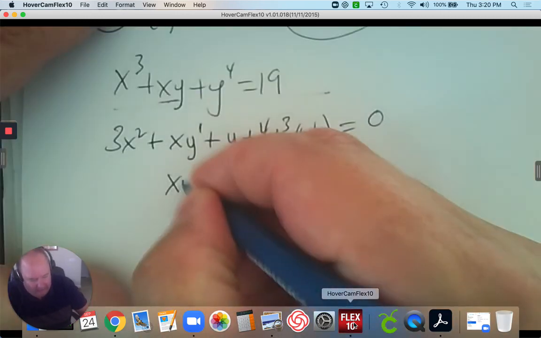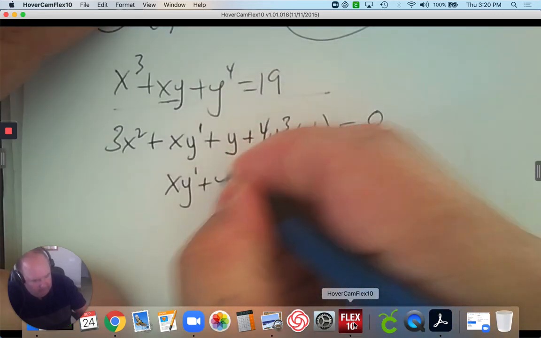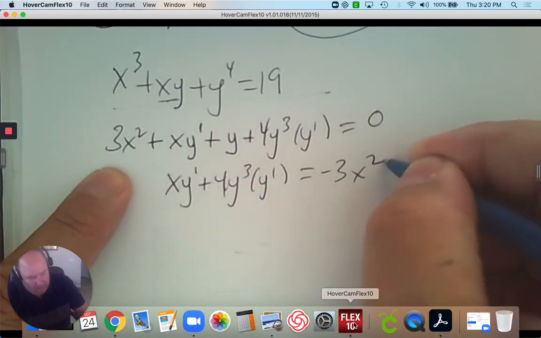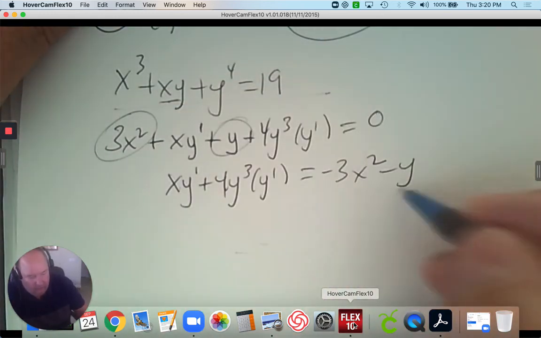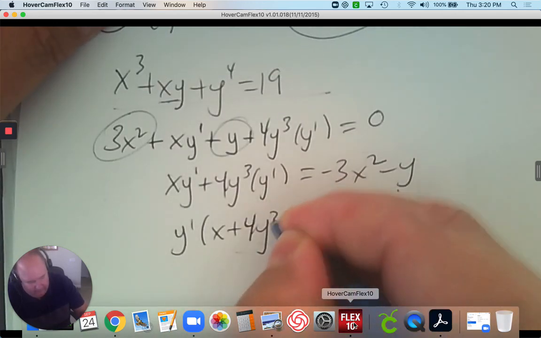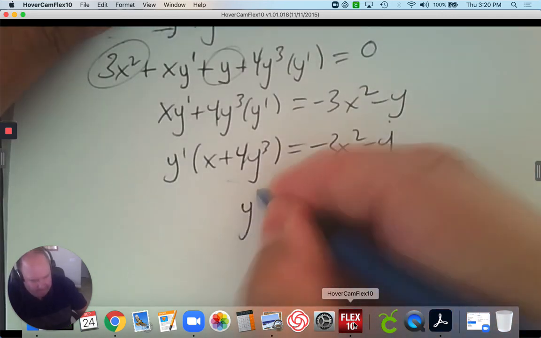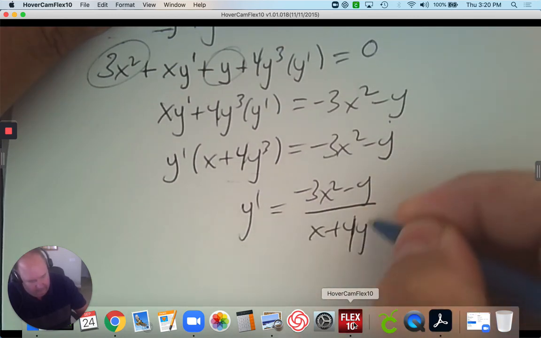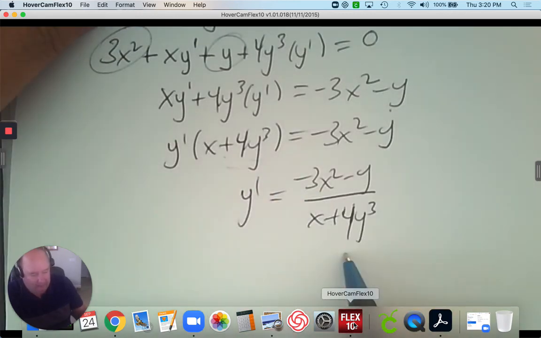Now I'm going to gather together the y primes. And if it doesn't have a y prime, I'm going to subtract it or add it to the other side. So in this case, I'm subtracting the 3x squared and the y to the other side. I'm going to factor out a y prime. And then divide. So there you go. Negative 3x squared, subtract y, divide, and that's what you get.